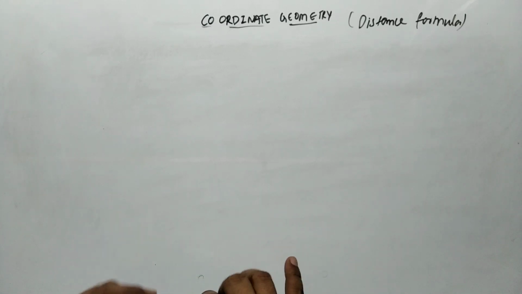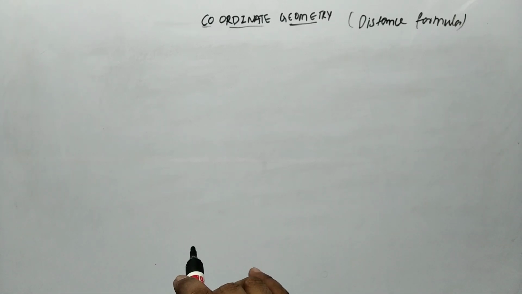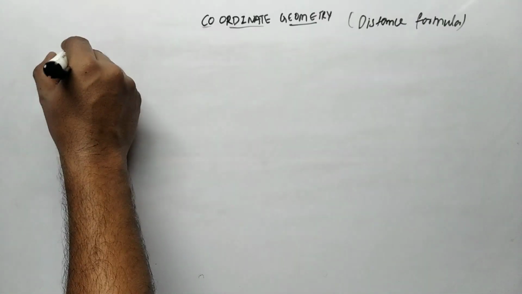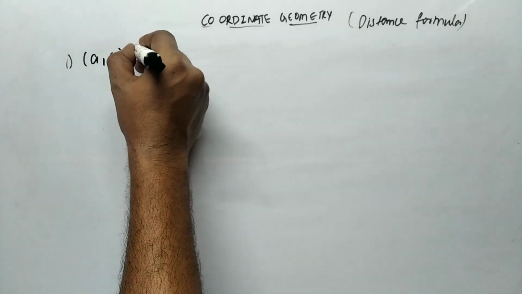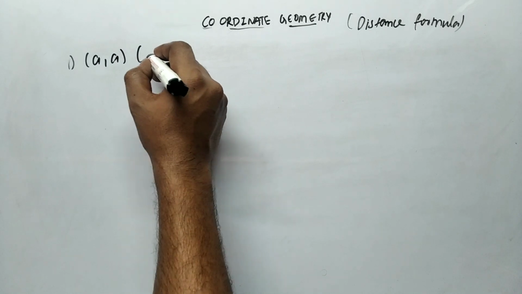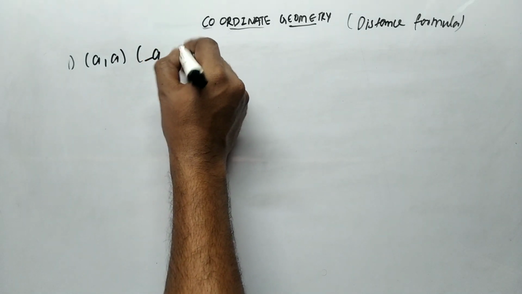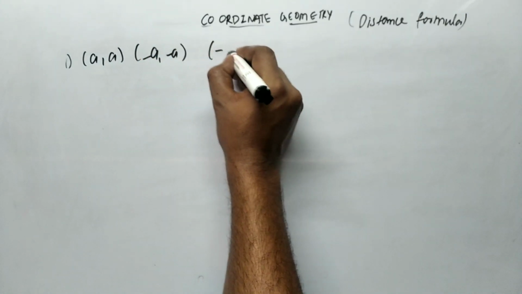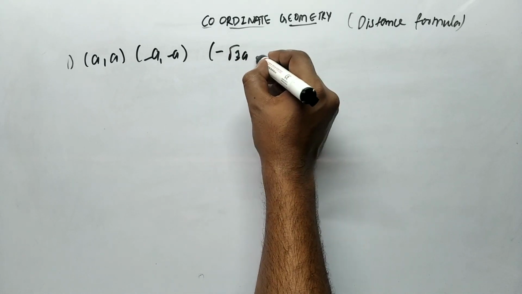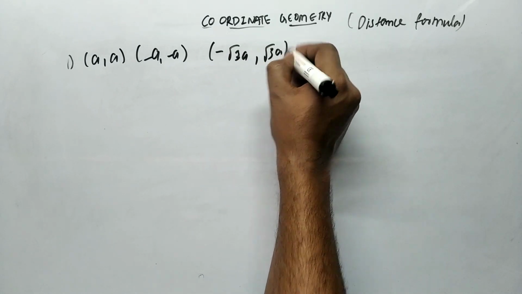Okay, hi everyone. So today, as I told you in this video, I will be explaining the questions related to equilateral triangles. So I have the first question. He has given the points (a, a), next point (-a, -a), and the third point (-root 3 a, root 3 a).